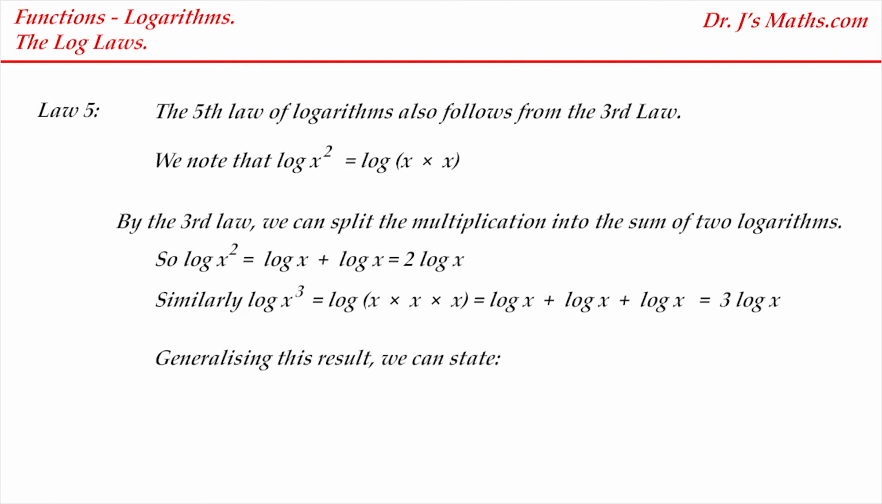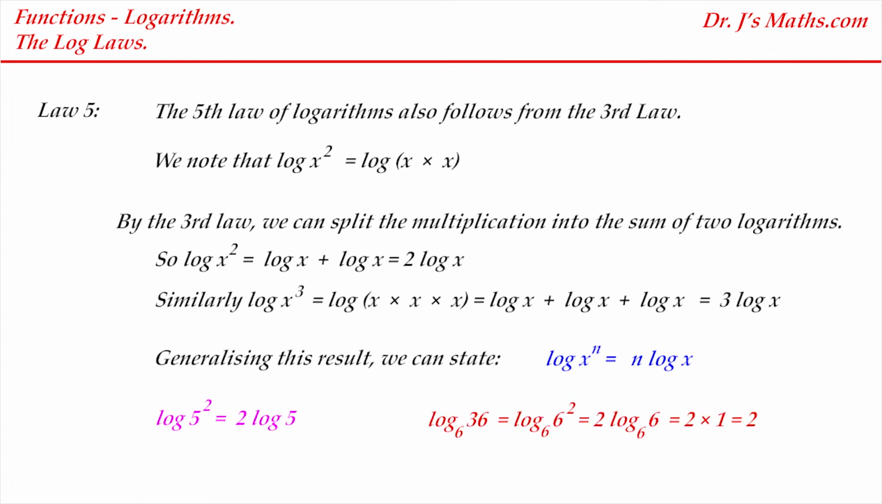So generalising this result, we can state that if we have log x to any base raised to the power n, then that is equal to n log x. The n just comes down the front. So log of 5 squared is equal to 2 log 5. Log of 36, which is log of 6 squared to the base 6, equals 2 log 6 to the base 6. Log 6 to the base 6 is 1, so it simplifies to 2.